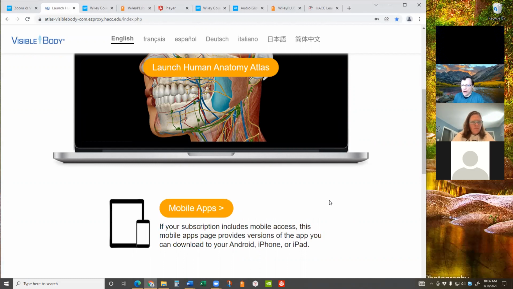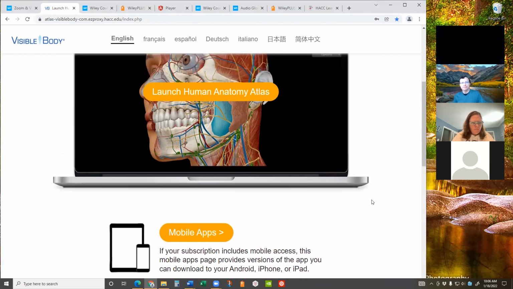So I just wanted you to be aware that you can download it to your tablet and study with it while you're at the dentist's office, okay? There you go. So let's continue.